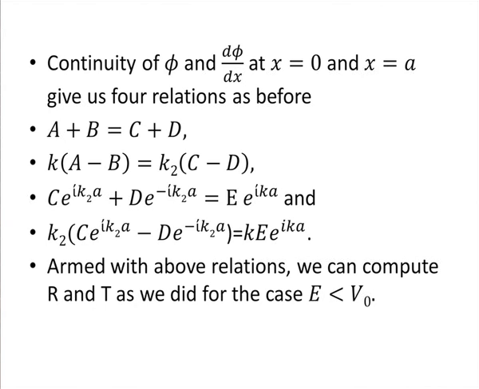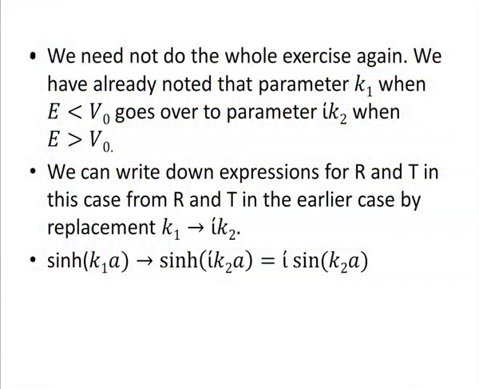You see these relations on the slide, and armed with these relations we can compute R and T as we did for the case E less than V0. I have written down these four equations, and these four equations are just the continuity conditions on phi and d phi by dx at the two points x is equal to 0 and x is equal to a. Now, we need not do the whole exercise again. We have already noted that parameter k1 when E is less than V0 goes over to the parameter iota k2 when E is more than V0.